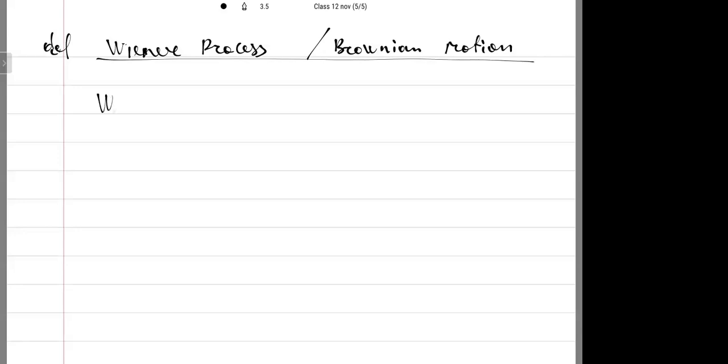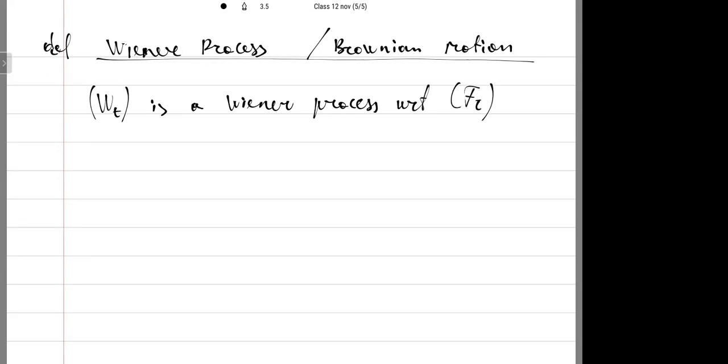Okay, we say that Wt is a Wiener process with respect to Ft. Ft is a filtration. If 4 properties, or 5, but let's state them and the numbering will follow. Okay, first property is very easy. We start at 0.